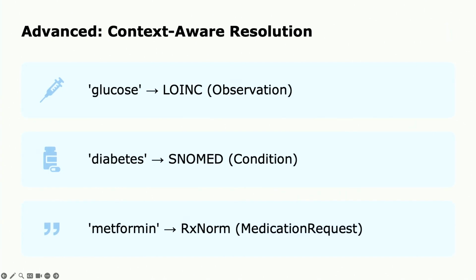Context-aware resolution is what moves us beyond static mappings. So right off the bat, the agent must think through which terminology system do I query. If I have a glucose value, I'm thinking about observations. I'm going to use the LOINC system. If it's diabetes, that sounds like a condition. I'm going to need SNOMED. And for metformin, well, that's a drug or a medication request. I'm going to need to use RxNorm.